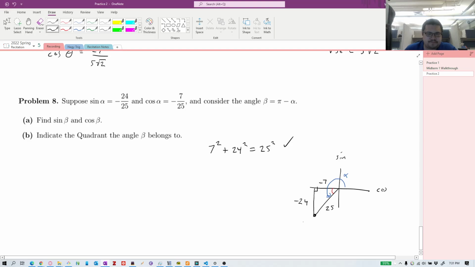All right. Now what? Well, we want to think about beta, not alpha. We want to think about pi minus alpha. Right. Pi minus alpha. How do I conceptualize what that's doing?